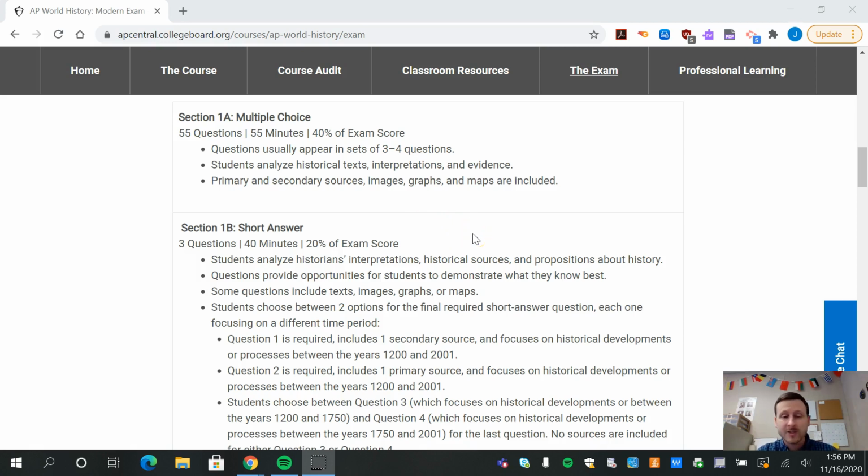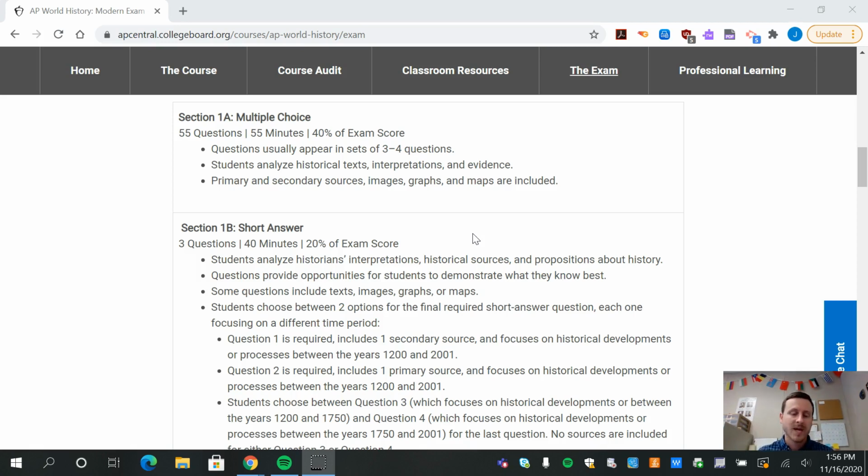This is 30 questions, 40 minutes, and is 20% of the exam score. So for this one, it's worth significantly less. It's about half of what the multiple choice is, but it's one of those things where you need to look at this fairly seriously. Hopefully your teacher has introduced how to write an SAQ. If not, there will be a video about how to SAQ in the future.